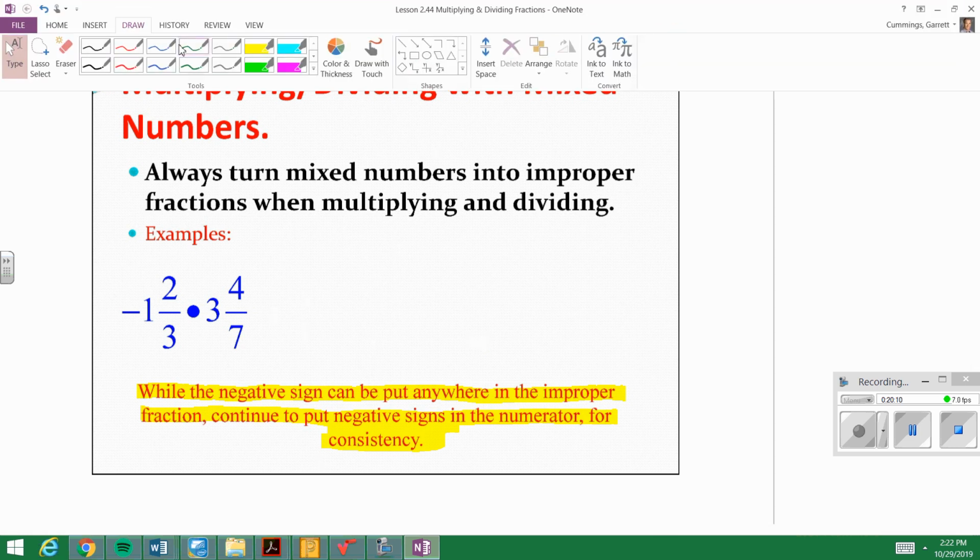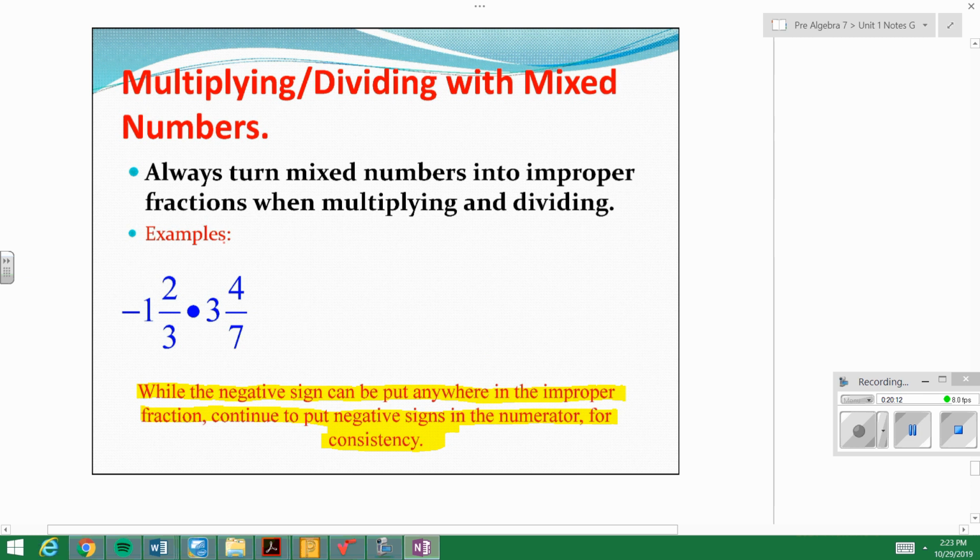So for an example, if I were to turn this problem into two improper fractions, I go negative 1 times 3 plus the extra 2, okay, to make it negative 5/3 on the top. And this one is going to be 3 times 7 is 21 plus the extra 4 is 25 sevenths, and we're good to go.